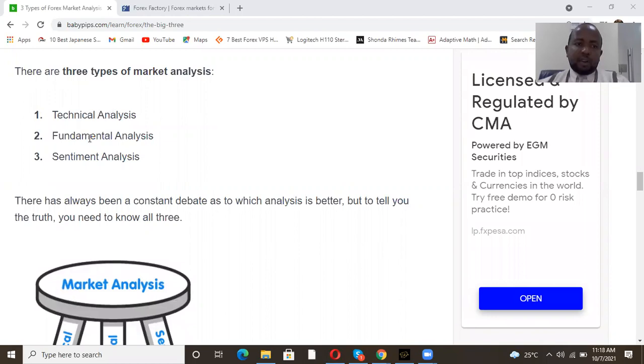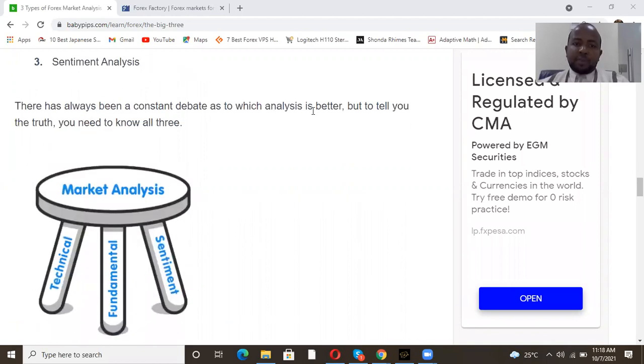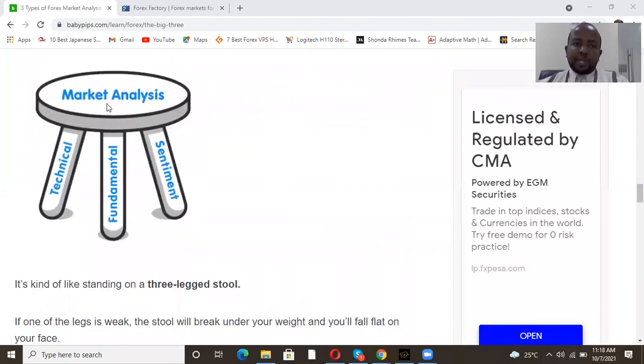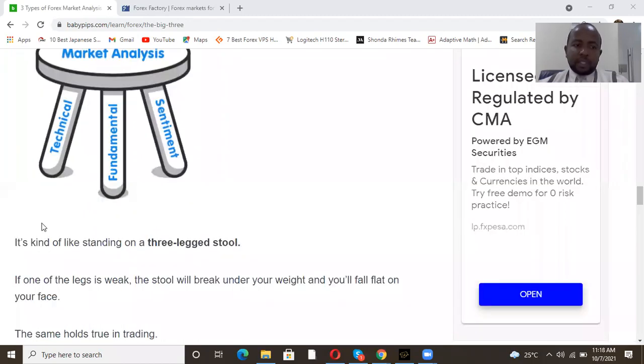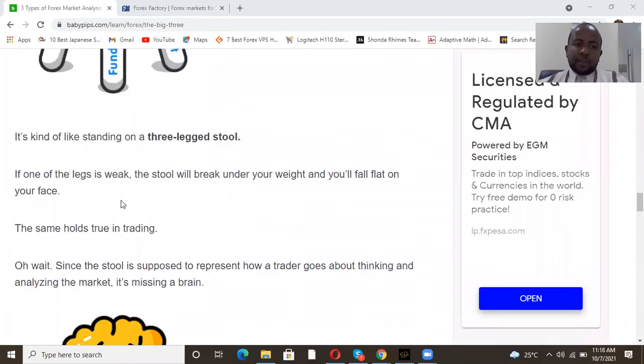Usually there's technical, fundamental, and sentiment. All our trading would mostly revolve within these three analyses. There has been a constant debate about which one is better, but to tell you the truth, you need to know all three. It's like a three-legged stool, as you can see. One cannot do without the other. They do complement each other. It's like standing on a three-legged stool.